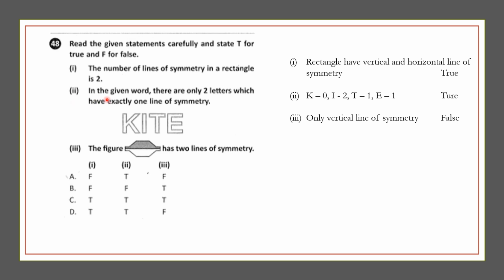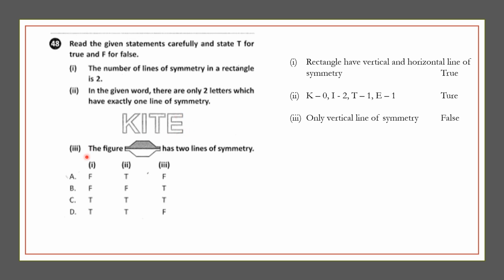Now second, in the given word there are only two letters which have exactly one line of symmetry. So here if you see, K is not having any line of symmetry, I is having two lines of symmetry, T is having one line of symmetry, and E is also having one line of symmetry. So T and E are the two letters which have one line of symmetry. So this statement is true.